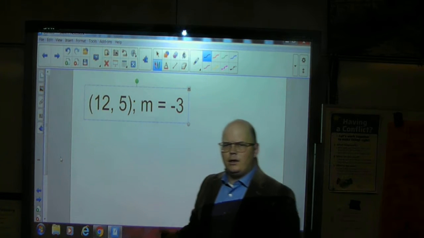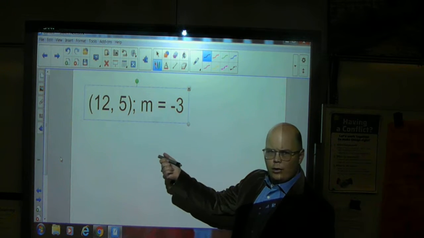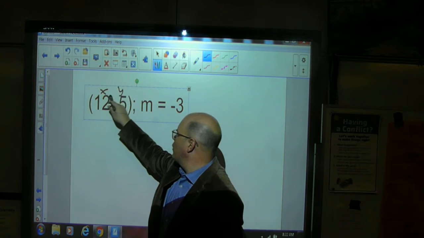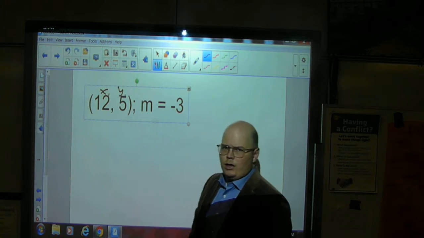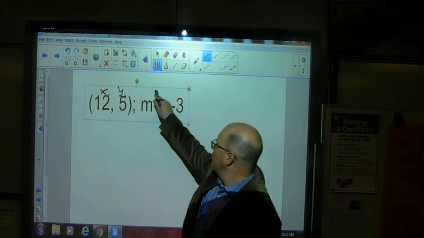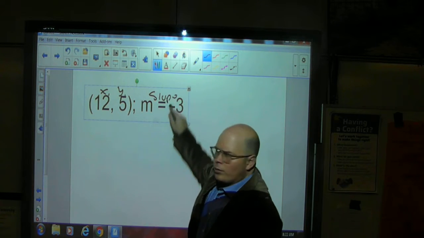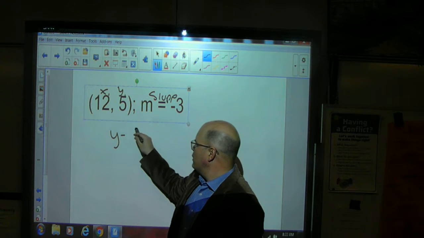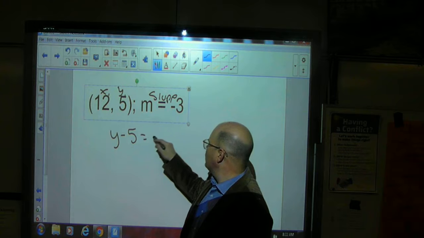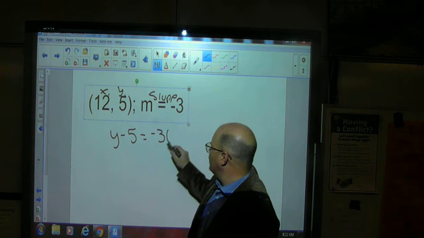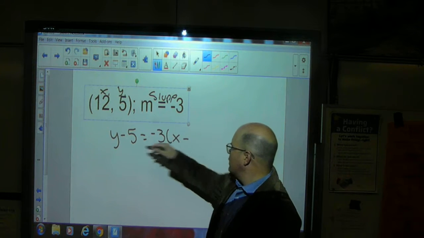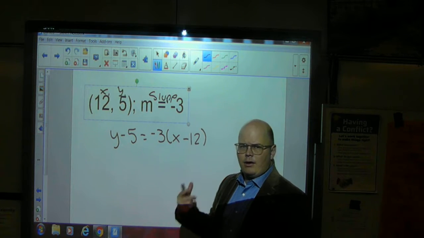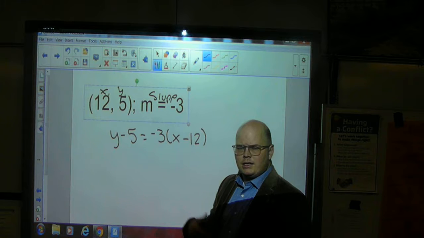Okay, let's take a look at another example of how to do this. Again, we have a coordinate and we have a slope. So my coordinates, that's my x coordinate, that's my y coordinate. I'm going to sub those, sub 1s, because that's the only coordinate I have. And this is my slope. So again, I'm just going to plug everything into my equation. My y minus y sub 1, which is 5, equals my slope, which is -3, times x minus my x sub 1, which is 12. Now that I've identified everything and put it into my equation, I just have to simplify.